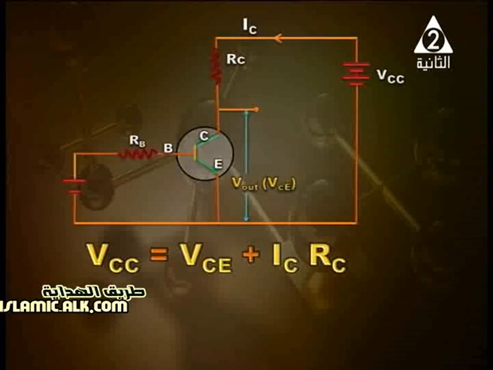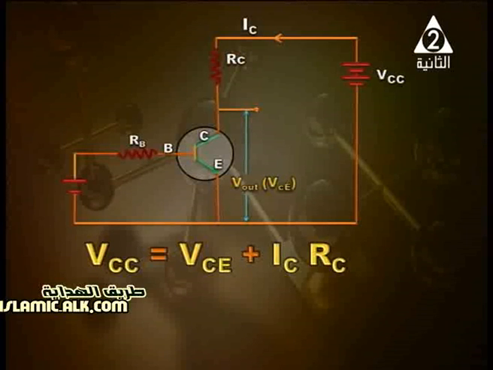VCC is the total voltage, and of course it is equal to the sum of VCE plus ICRC. ICRC is the voltage across the collector resistor. VCE is the output voltage.